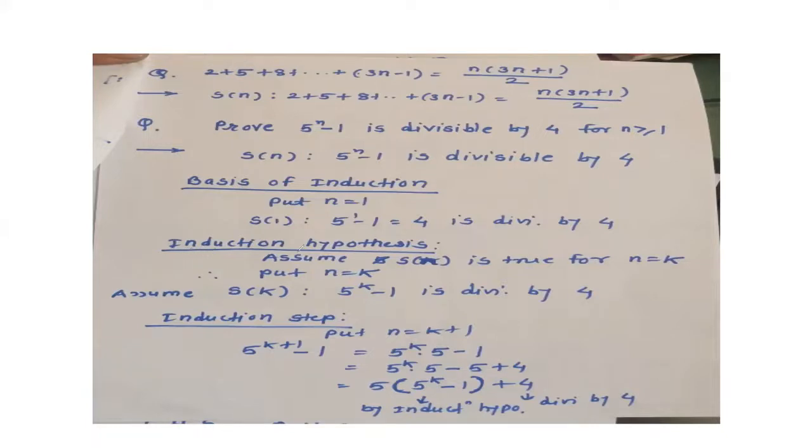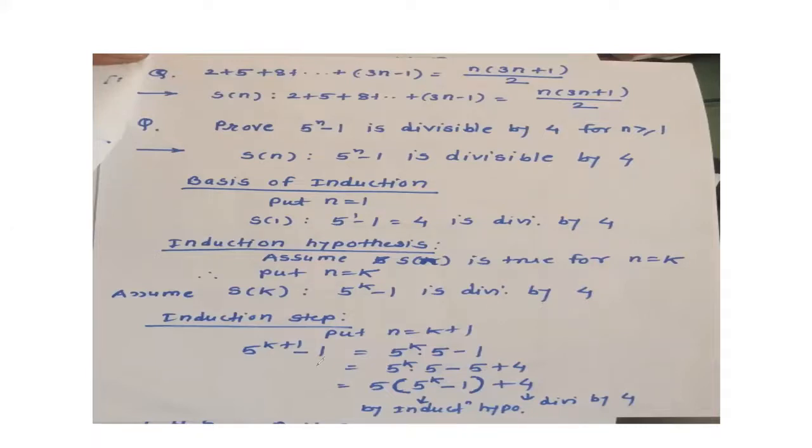Then the second step, the induction hypothesis. Here we assume that S of n is true for n equal to k. Put n equal to k, so S of k. What is S of k? S of k is 5 raised to k minus 1 is divisible by 4. Here we assume that this statement is true.